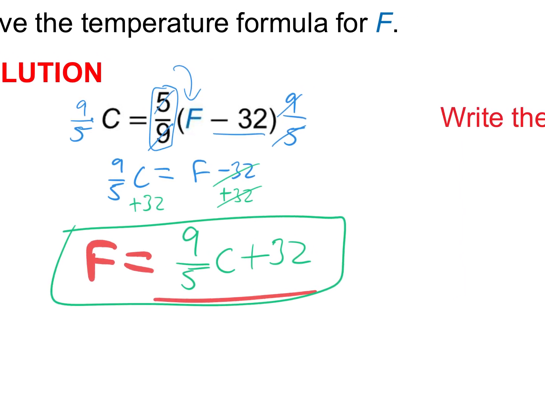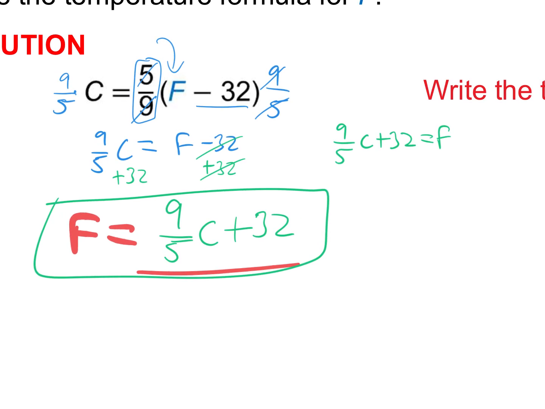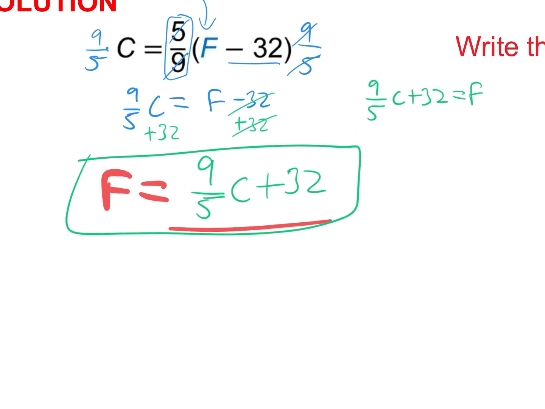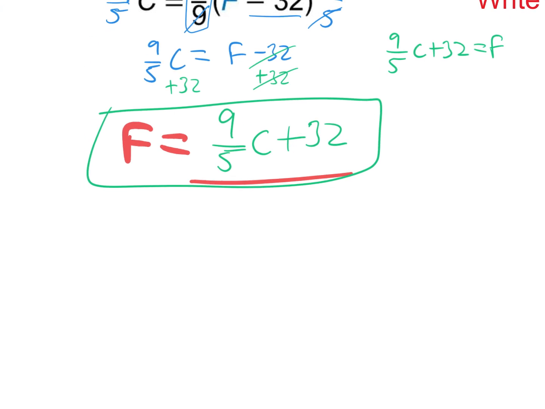Again, it could be in any order. The way that we solved it now, we got 9 over 5 C plus 32 equals F, with the F on the right side. It really doesn't matter. But now, this is our equation for when we're given Celsius and we want to convert it to Fahrenheit.